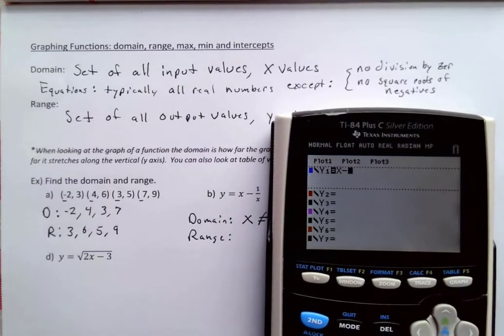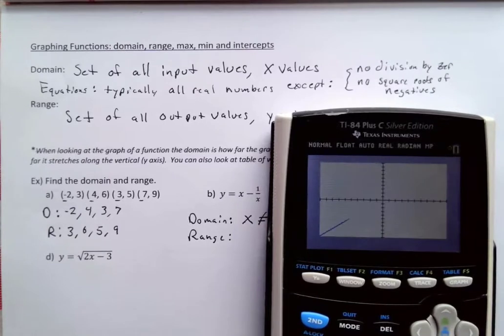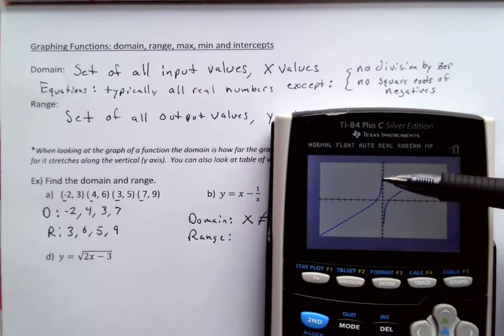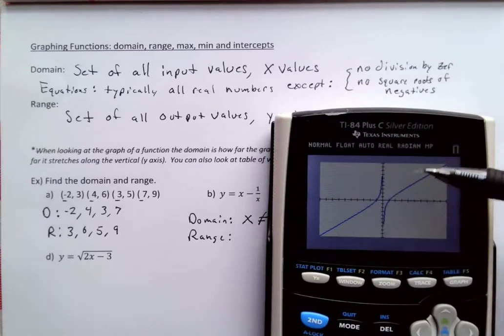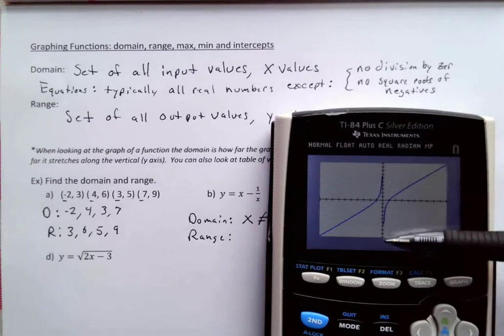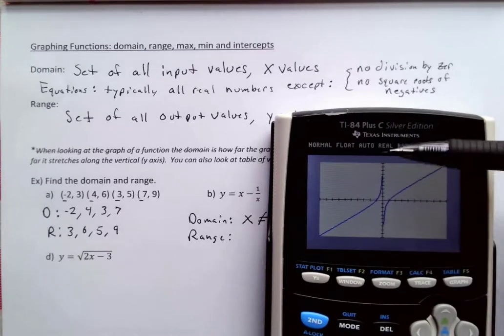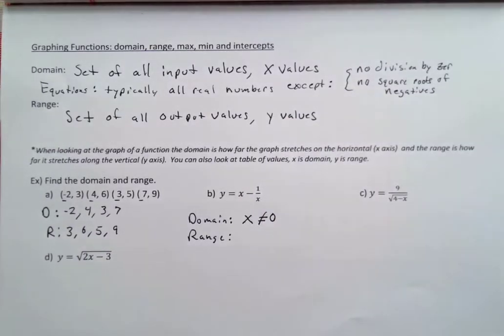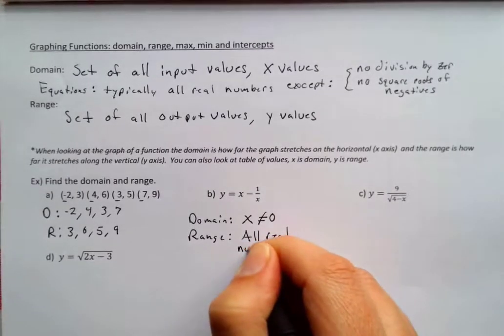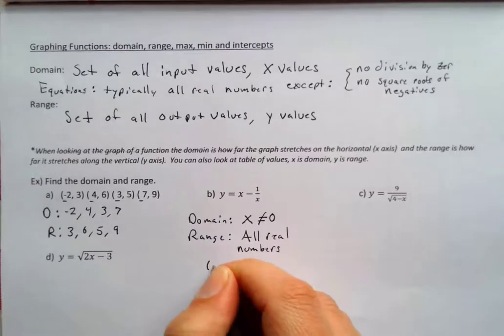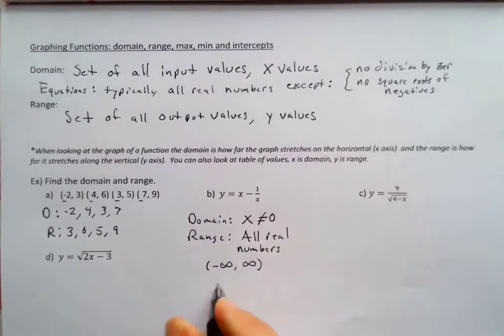X minus, put it in parentheses, and graph it. You can see that graph goes up there, so it doesn't touch 0 here on the x-axis, but it starts then back. And so for range, you're looking at the up and down. There's a value everywhere if I look at this up and down line. So my range is all real numbers, and then you can write that as negative infinity to positive infinity. That's interval notation. You could have this or this, doesn't matter.